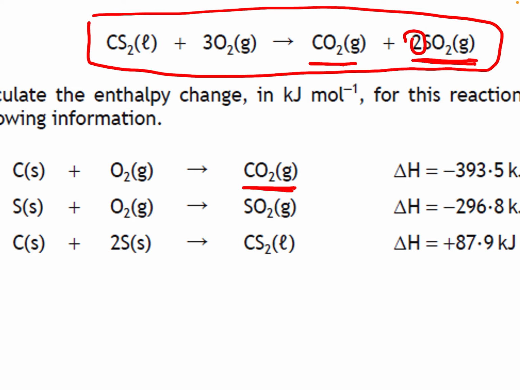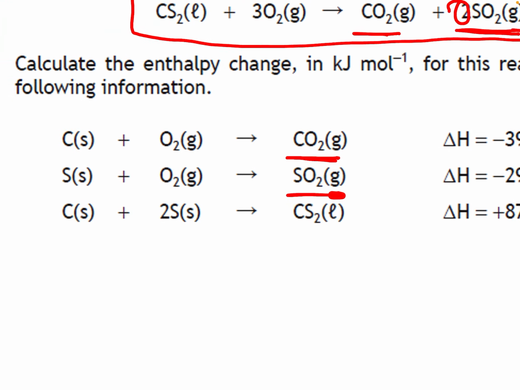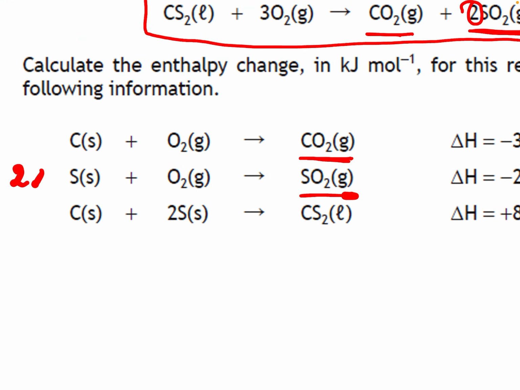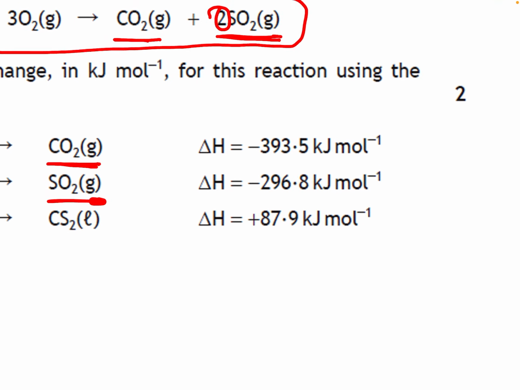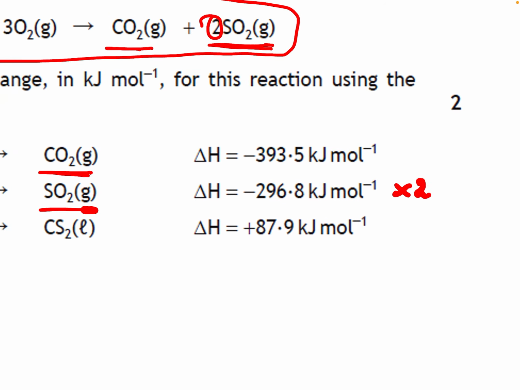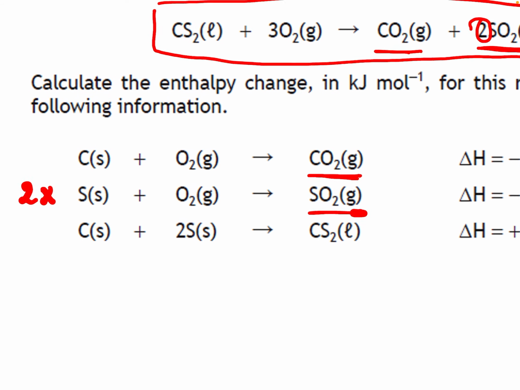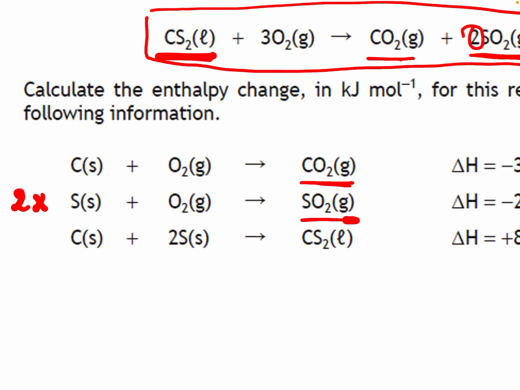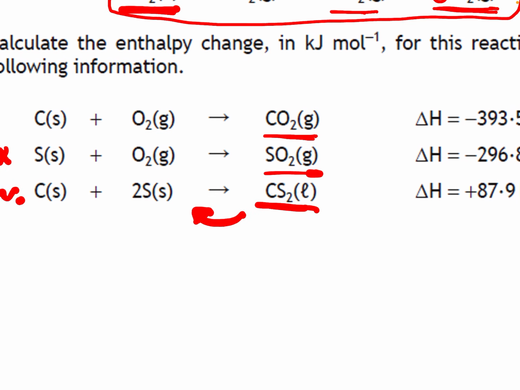This is in the right place, but notice there's a 2 here. So this means this equation is going to be times by 2. And notice that that's also going to cause that to become times by 2. Lastly, we've got this CS2, which we like, but it's in the wrong place. So we need to flip this one. It's in the right number of moles though, so we'll reverse this. I'll just put a wee REV with a dot, which means reverse.